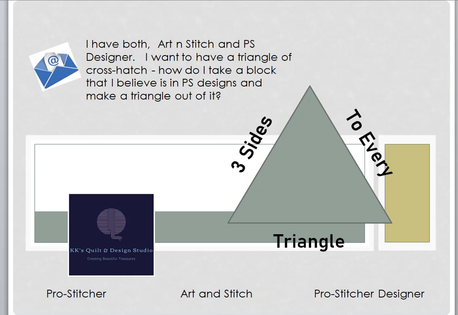We have a message in the mailbag today from a user of Art&Stitch and ProStitcher Designer. She's looking to create a triangle of crosshatch, and yes, there is a design in ProStitcher Premium under the designs file in the block folder that is a crosshatch block, but of course it's square and she wants a triangle. So just know that there are 3 sides to every triangle. You can do it in 3 different ways: in ProStitcher, Art&Stitch, or in ProStitcher Designer, and we're going to talk about that today.